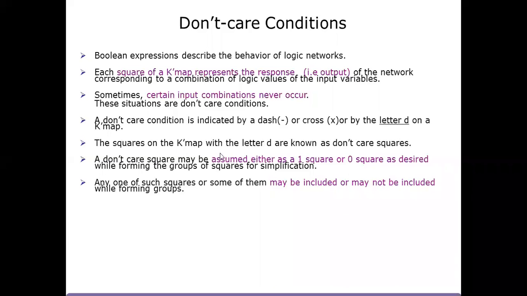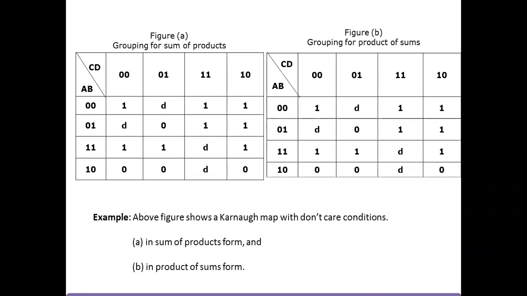You can assume them as either 1 or 0. When you are doing groupings, you can consider these positions as 1s or 0s as desired, to make your group bigger. Any one of such squares, or some of them, may be included or may not be included while forming a group. That doesn't matter. Here you can see the don't care conditions are marked with D. You can make groups considering these for your purpose.